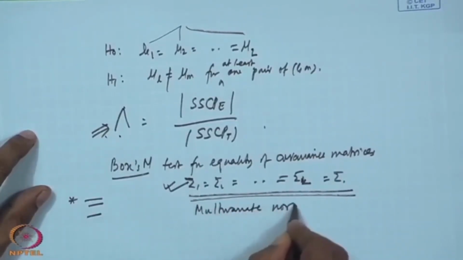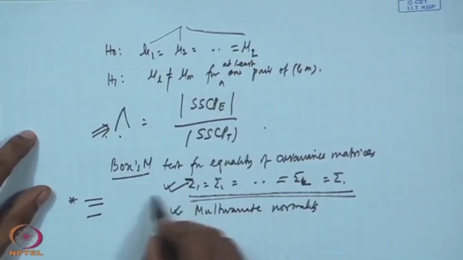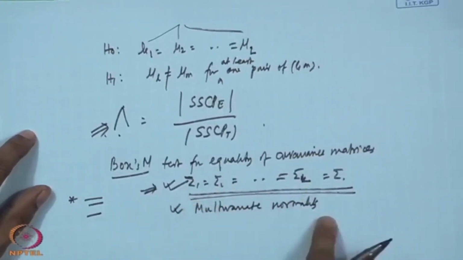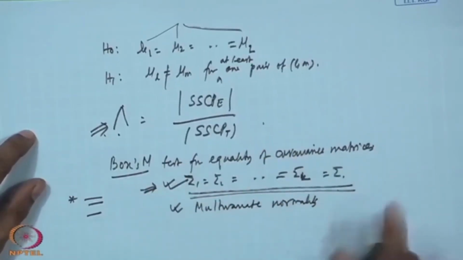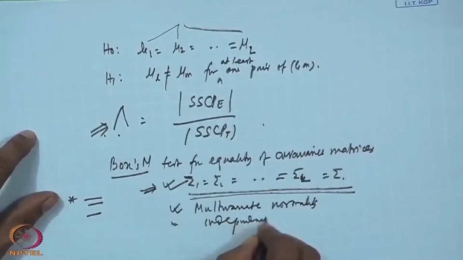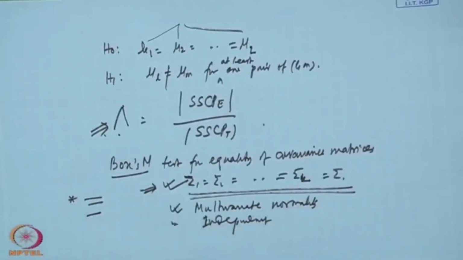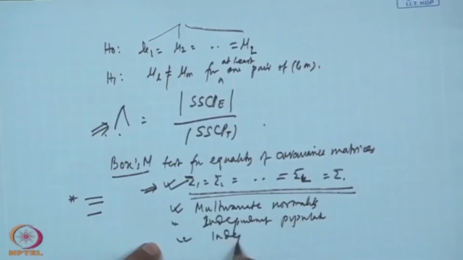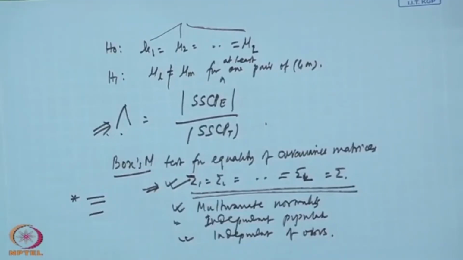The first one is normality. The second is that the populations are independent populations. That is not a big issue because it is usually true. Then there is independence of observations. So these things you have already seen. With this background, I am presenting one case study and we will see the result.